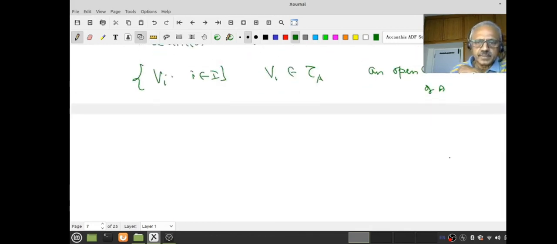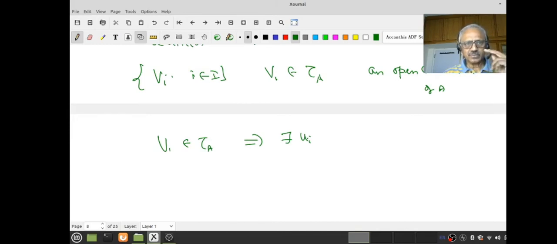Right? So I have to prove there exists a finite subcover. Now remember, V_i is open in tau_V, that means there exists a U_i. So again, think carefully. I have to make use of the hypothesis. What does that mean? That means I have to produce an open cover of type 1. That is, I have to find open sets U_i so that the union of U_i contains A. Where will I find that U_i?